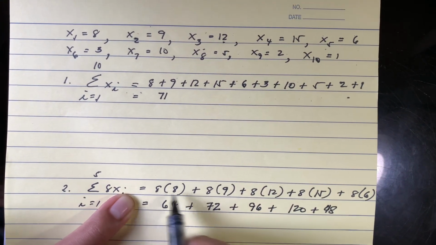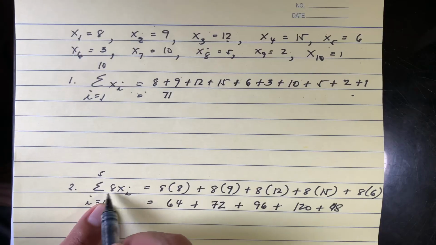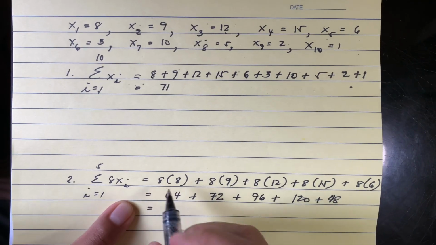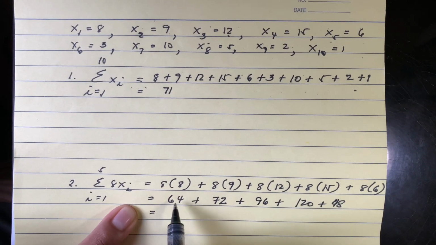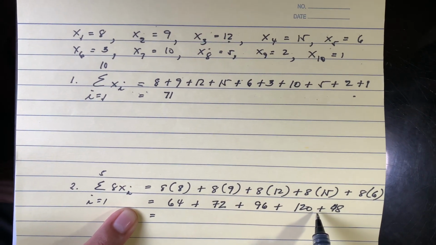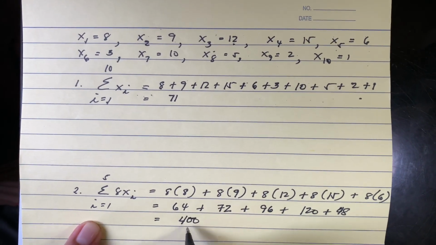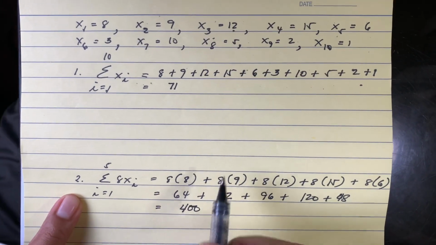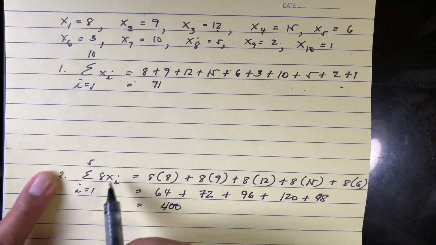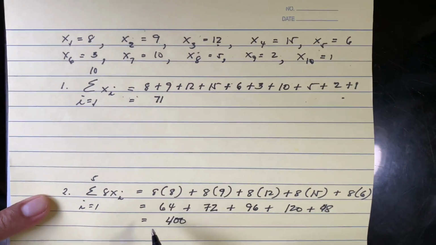As you can see, your 8 here is not changed simply because it is a constant that is part of the term. Now, let us find the sum. If you get the total of 64 plus 72 plus 96 plus 120 plus 48, this would be equal to 400. This is now the evaluated summation notation of this sigma notation. The summation of 8x sub i as i goes from 1 to 5 is equal to 400. Okay, thank you.